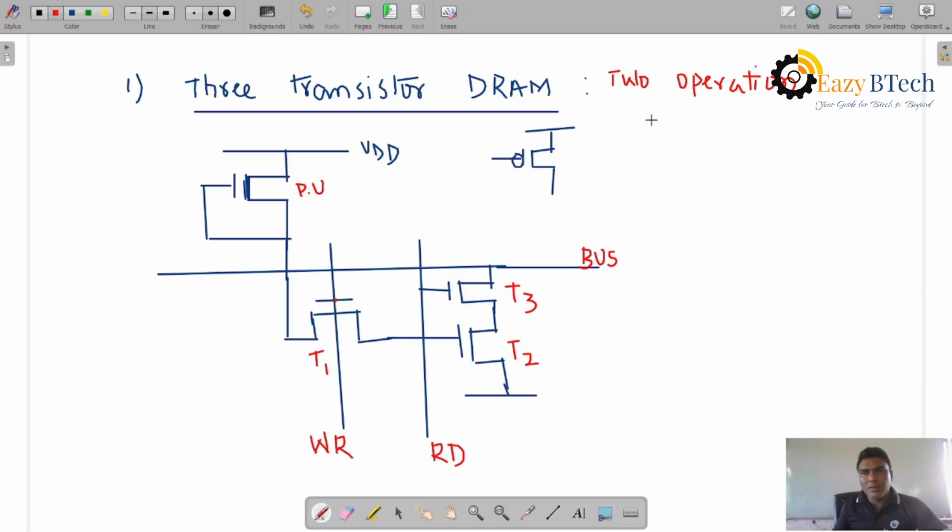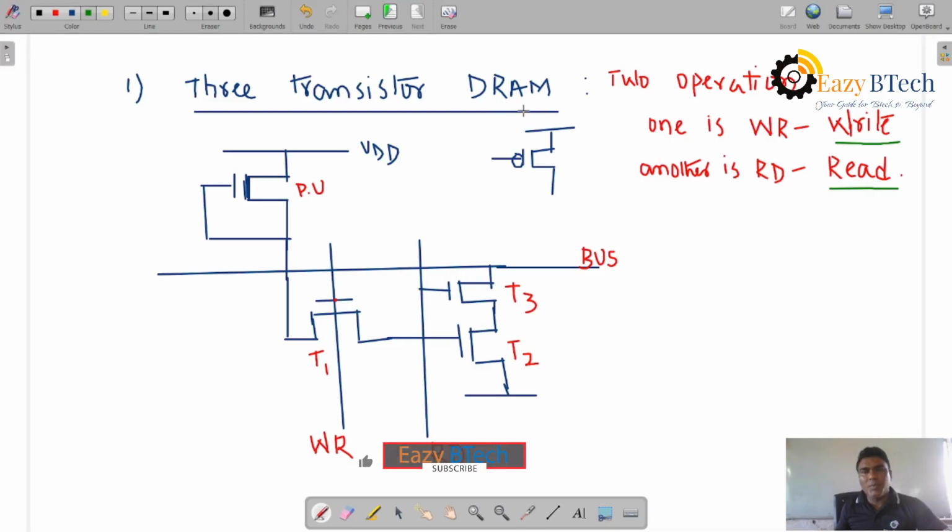One is WR. WR means write operation, write into the memory cell. The second one is read operation, RD. So it is called a read operation. Read write, 2 operations are performed in a memory. In any memory we can do write operation and read operation, whereas in ROM only read operation. We cannot write it, so it is a permanent storage device.